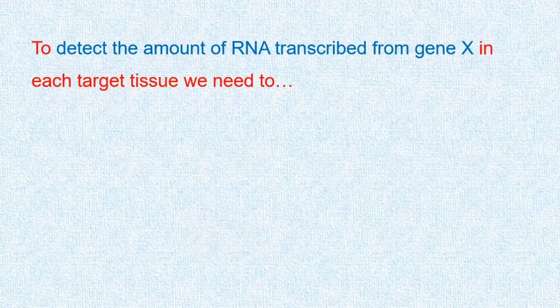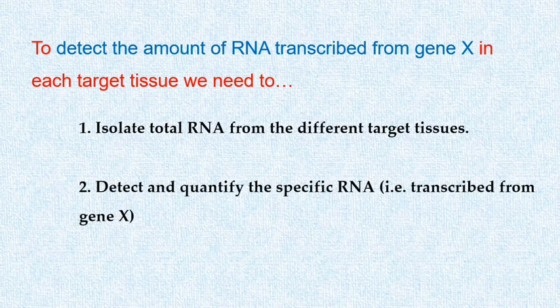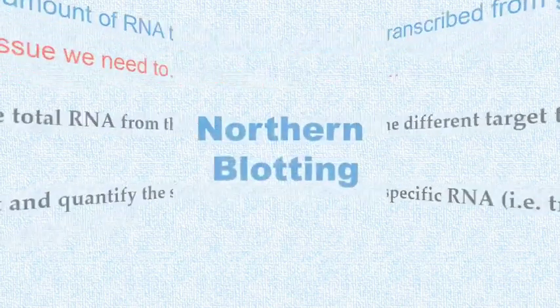For this, we need to do two things. First, isolate RNA from the different tissues of the mouse. And second, detect and quantify the specific RNA, that is, RNA transcribed from gene X. The technique which will be suitable for this kind of gene expression analysis is northern blotting.